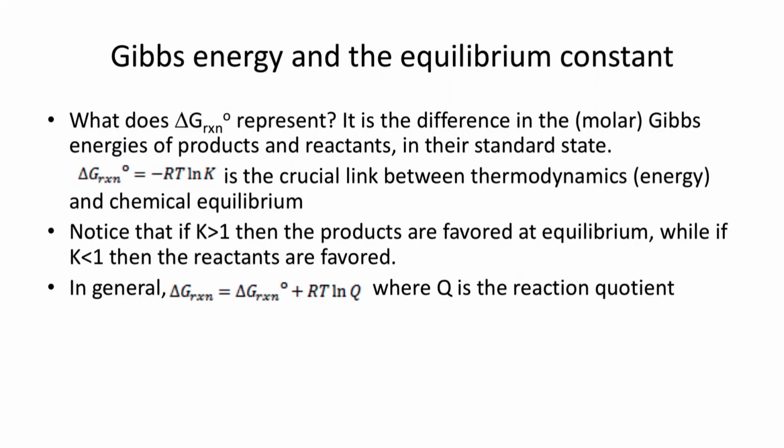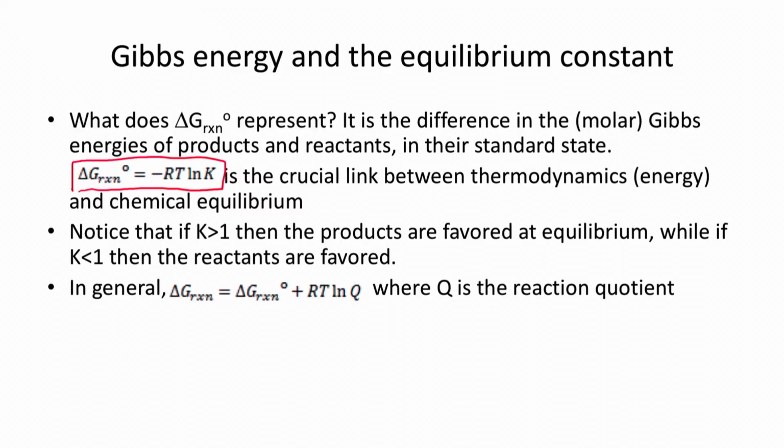There's a very useful equation that relates the changes in the Gibbs energy to the equilibrium constant, and that equation is shown here. Delta G0 for the reaction is minus RT times the natural log of K. This is the crucial link between thermodynamics, or energies, and equilibrium. Notice something interesting that happens. If my equilibrium constant is greater than 1, which means that the products are favored compared to the reactants at equilibrium, then I have a negative value for delta G0 for the reaction.